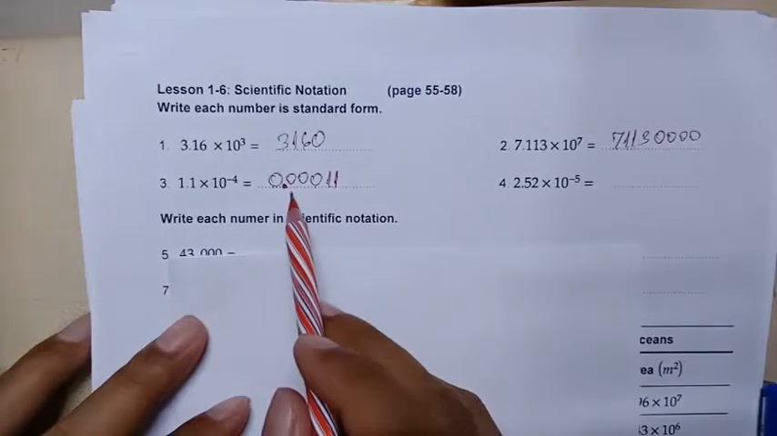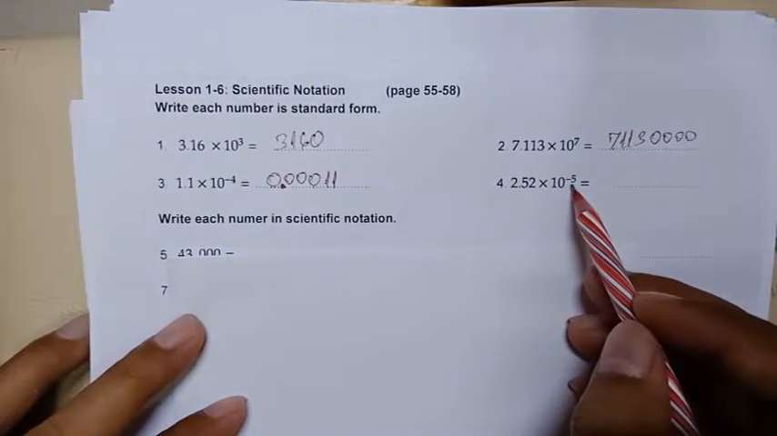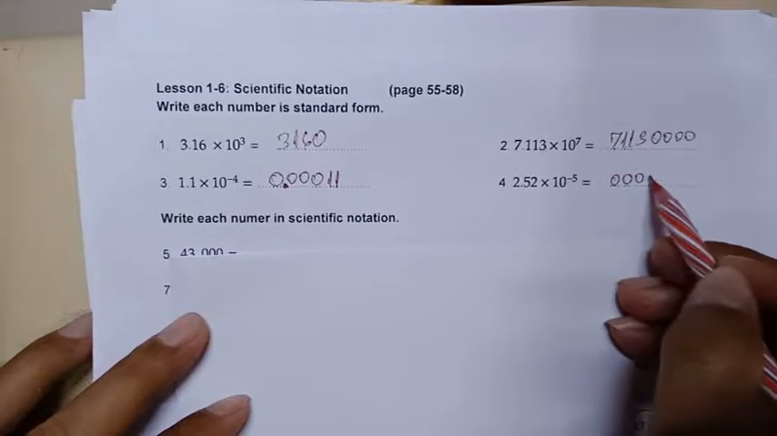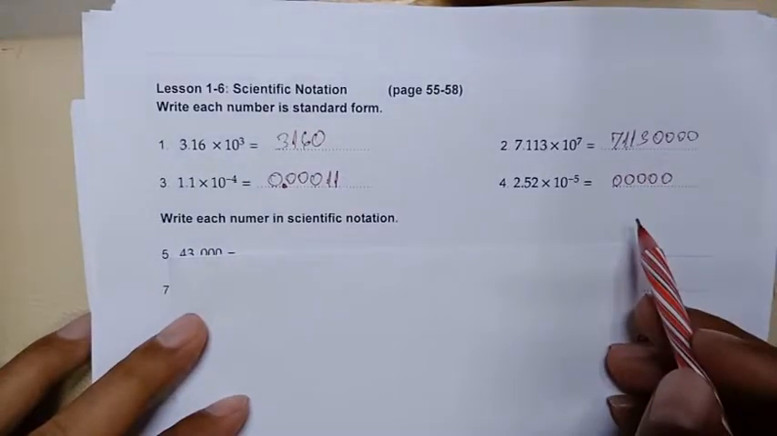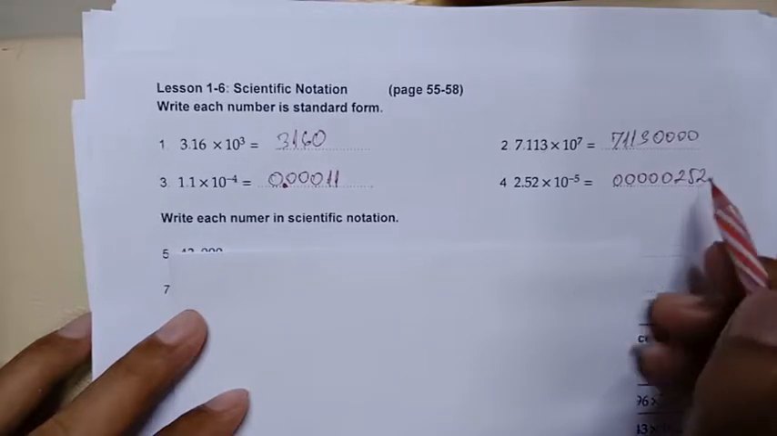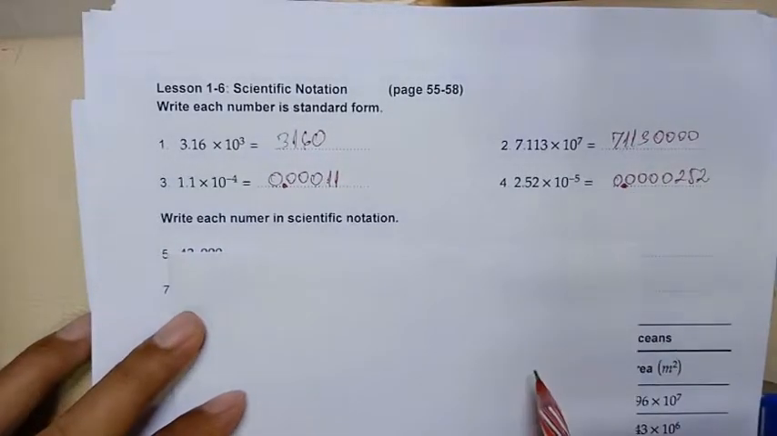If you apply this formula, this way, with number 4, the same idea. This is negative 5, which means 5 zeros in front. 1, 2, 3, 4, 5, and then write down 252. You put the decimal point right here. As simple as that. See?